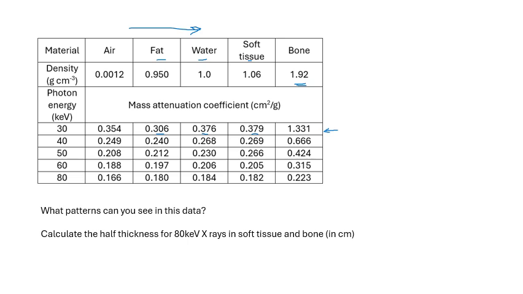And that same pattern goes down if we increase the photon energy. We will see that more of the X-rays will get through because the mass attenuation coefficient gets smaller. But the same pattern holds for these three tissues here: there's very little difference between them. For bone, it's bigger. I asked you to work out some half thicknesses, and there you go. I got 3.6 centimeters for soft tissue, and for bone, it's less than half that, 1.6 centimeters.